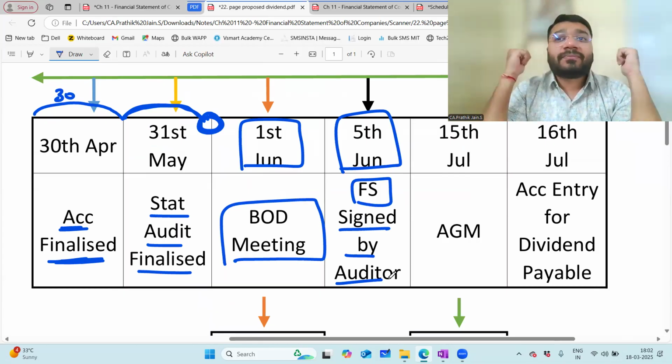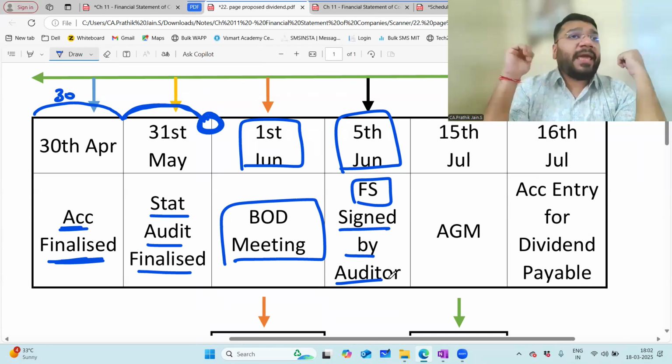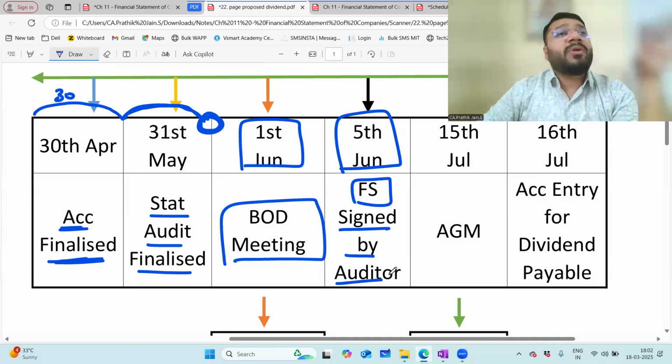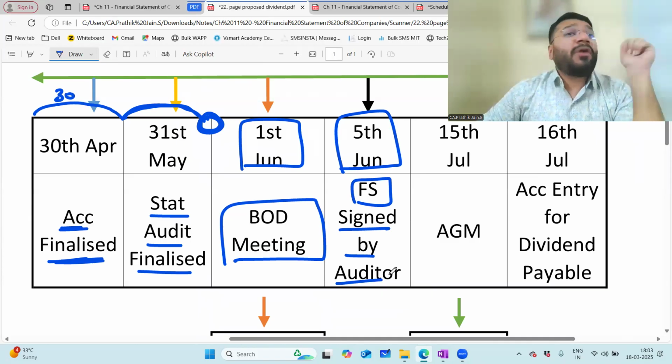Then what did you do? You called your auditor to come and carry out the audit function. So once they came from 1st May to 31st May, they carried out the audit procedures. Once the audit procedure was completed, you had informed whom? Board of directors. Then board of directors had called for the board of directors meeting to discuss multiple matters.